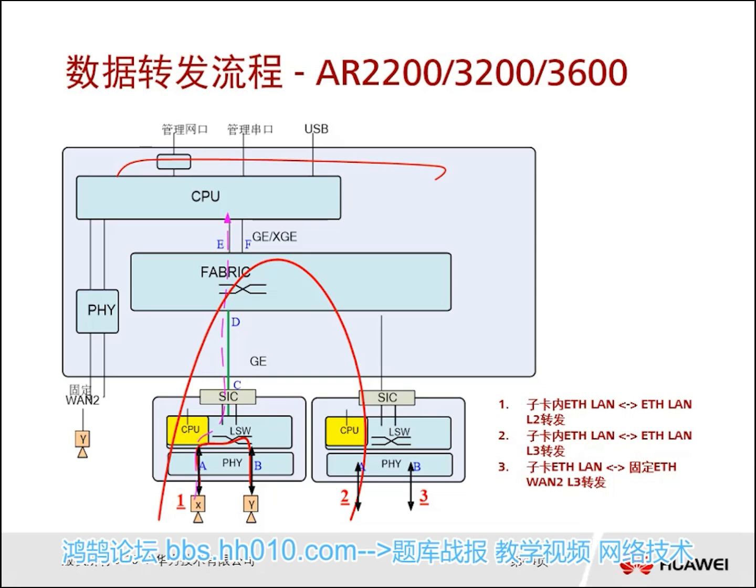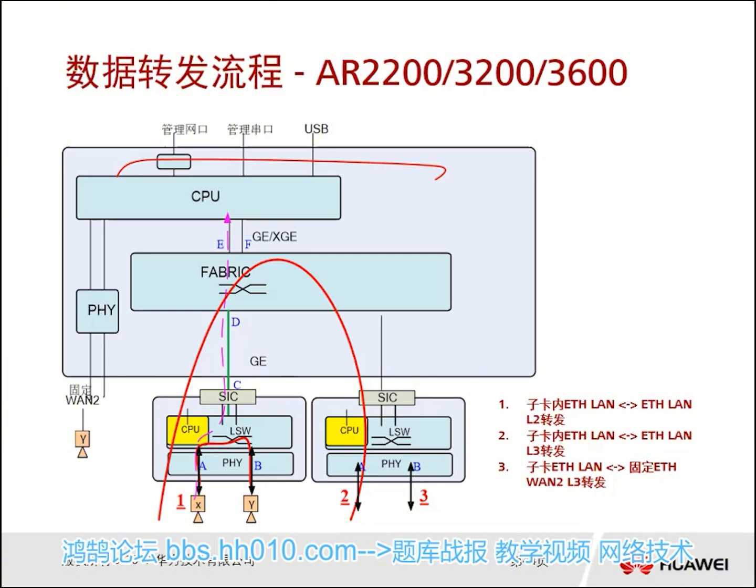First, let's take a look at L2. Within my subcard, forwarding between LAN ports and L2 ports, everyone can see how it is done. In fact, this is very simple. If it is L2, I can directly access my LSW through this. Forwarding can be achieved using my switching module, with no need to go through these other modules. So this is what we call L2.